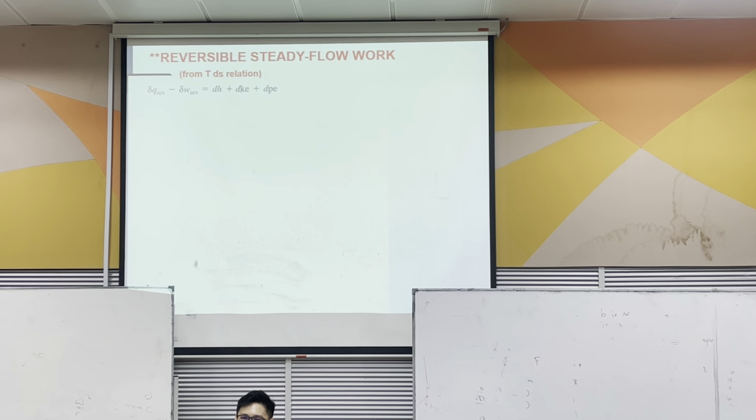Closed system is Q minus W equals delta U. Open system is Q minus W equals delta H. That's pretty much the only difference. Of course, don't forget the K and PE. It's just that for a closed system we usually don't have that, so we don't take that into consideration.